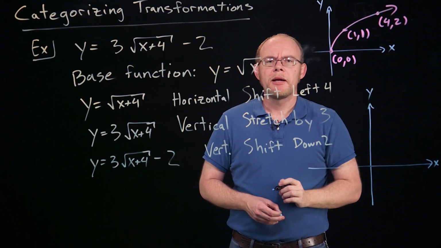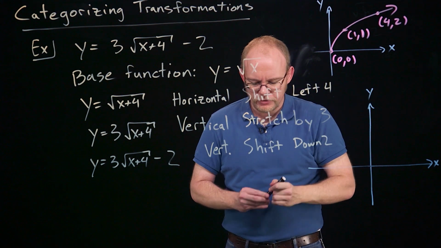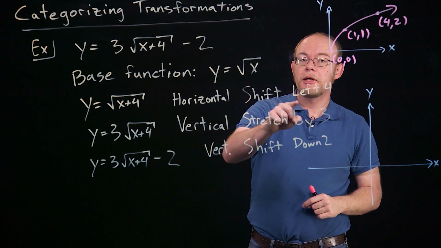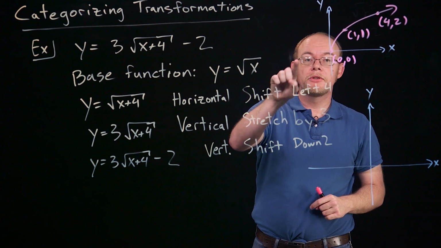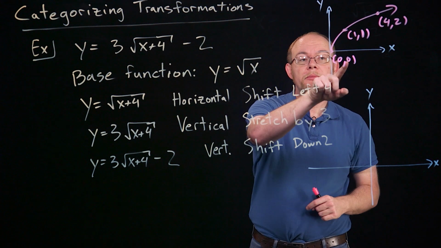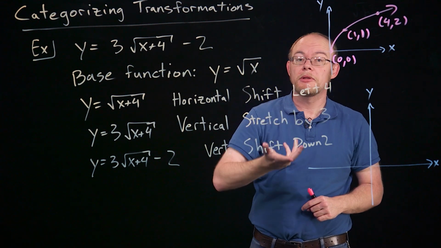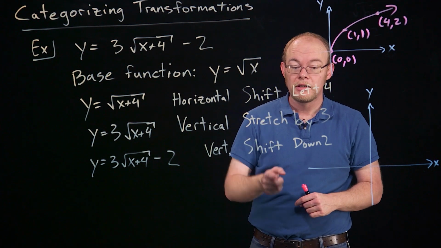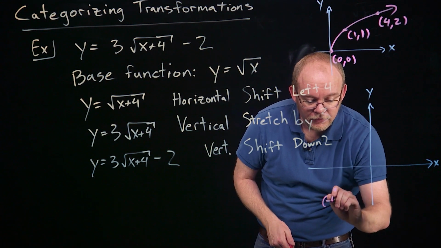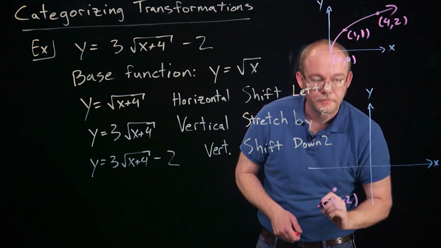So let's ask what happens to the point 0, 0? Well, first thing is I shift it left by 4, so that means it goes from 0, 0 to -4, 0. I vertically stretch by a factor of 3, which means that I take the 0 coordinate, multiply by 3, that still gives me 0, and then I shift down by 2. And so that'll give me -4, -2.